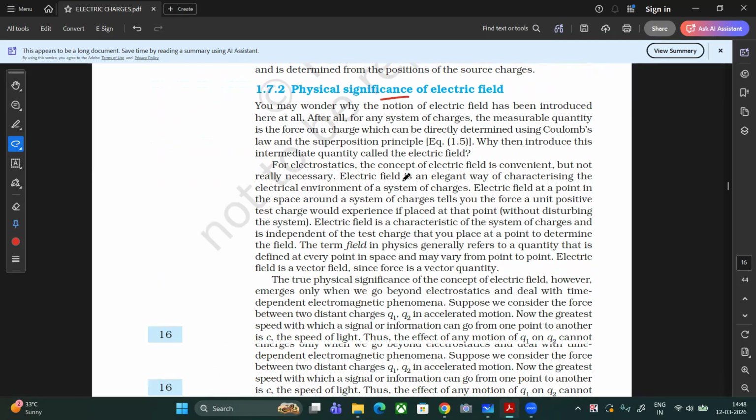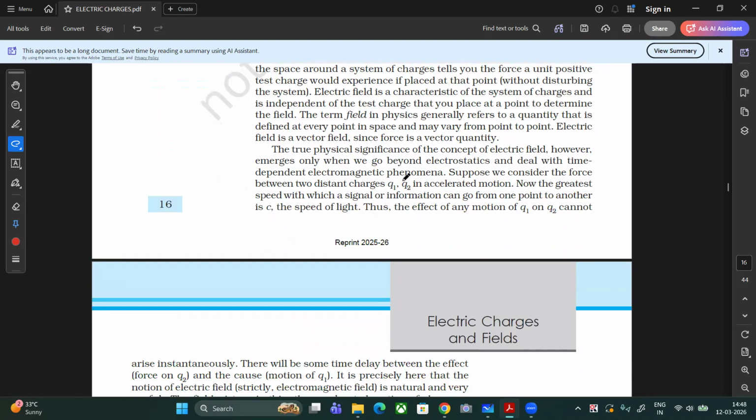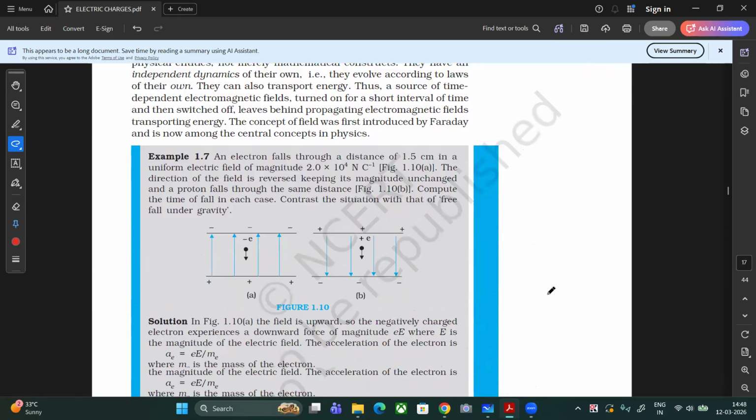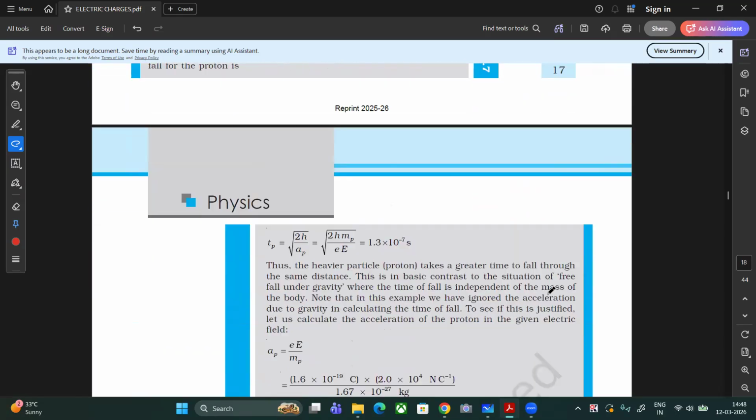Next is physical significance. Physical significance means the electric field can be produced by accelerated charges and by a normal charge itself. In the later chapter, we study electromagnetic waves: accelerated motion of charges produces electric field and magnetic field. Simply, a charge produces an electric field itself. This is a very important concept, so we will study it in the coming chapters. Okay, let's move on to the next topic.